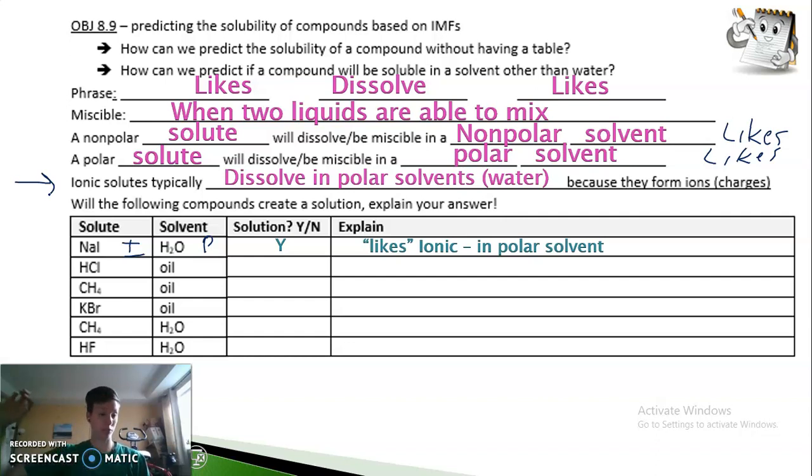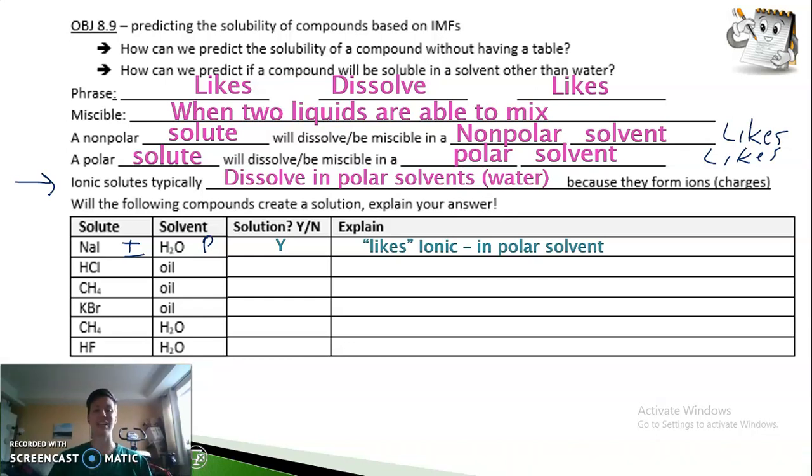Now, if you take future levels of chemistry, likes dissolve likes, you'll need to go into a little more detail and say the charges of an ionic compound interact with the polar parts or the dipoles in water. But right now we can just use this as our example.